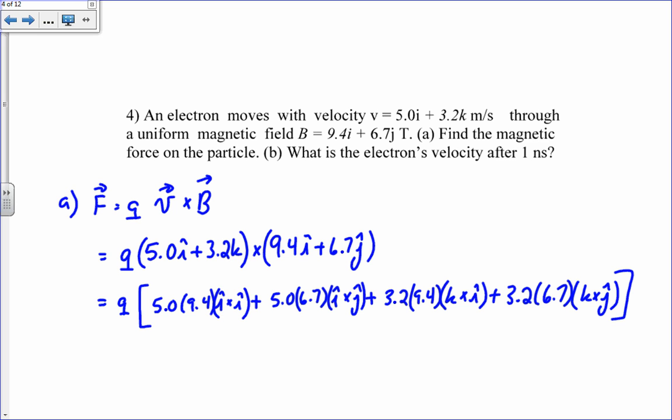All right, now some of these go away, actually just one of them. i cross i is equal to 0 because they're in the same direction, and the cross product of parallel or anti-parallel vectors is 0. And then I like to draw my coordinate system up here, and then you can use your right-hand rule to figure out the direction of these other cross products. i cross j is equal to positive k. k cross i, fingers in the direction of k, fold towards i, that's equal to j. And then k cross j is negative i.